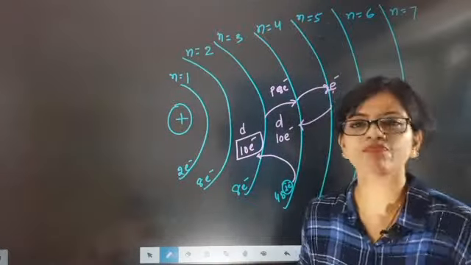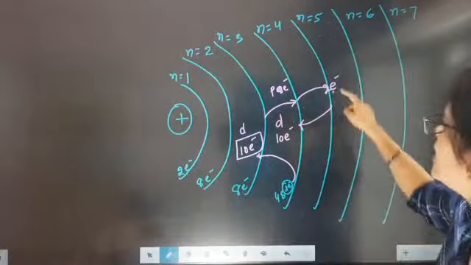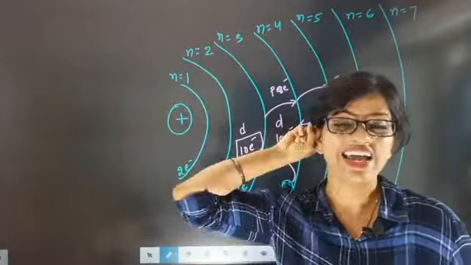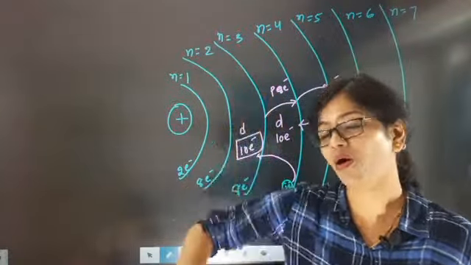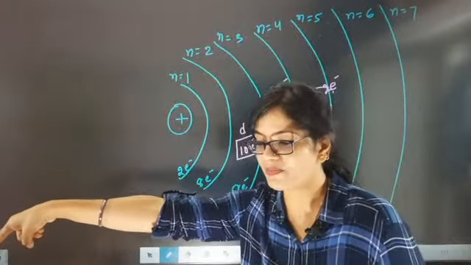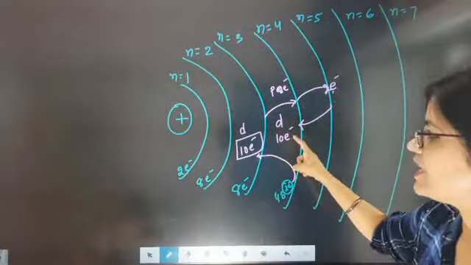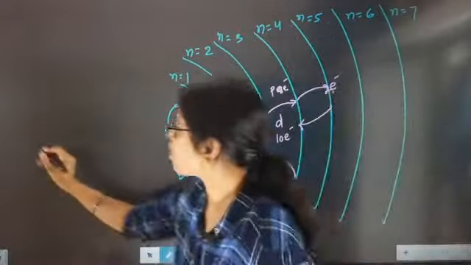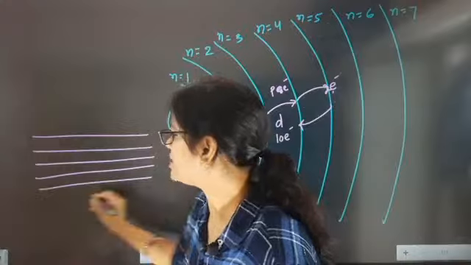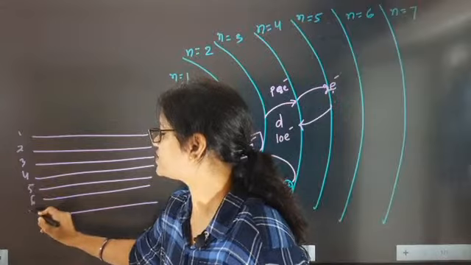That means every time we are going out, filling 2 electrons, and after filling 2 electrons, jumping one step down. That is called the penultimate cell. I repeat, jumping one orbit down is called the penultimate cell. So you are jumping one step inside to fill the penultimate cell, and there you are filling 10 electrons. So when we are talking about periods, how many periods are there in the periodic table? 1, 2, 3, 4, 5, 6, 7 periods.